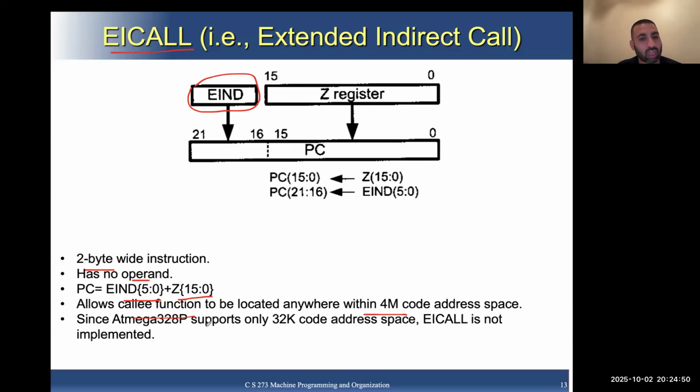Since ATmega328P supports only 32K code address space, eICall is not implemented. So if you are writing an assembly program for Arduino Uno R3, and in the assembly program you use eICall, most probably your assembler will complain, because eICall is not implemented for the microcontroller used by the Arduino Uno R3 board. Any questions? No questions?